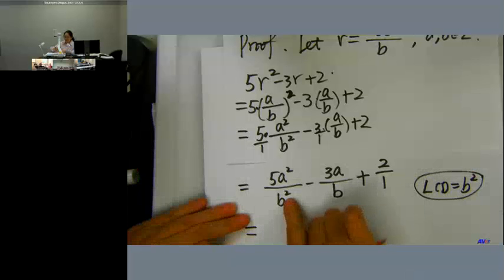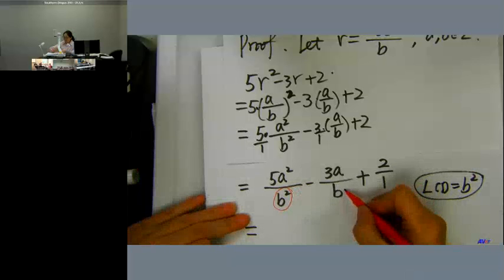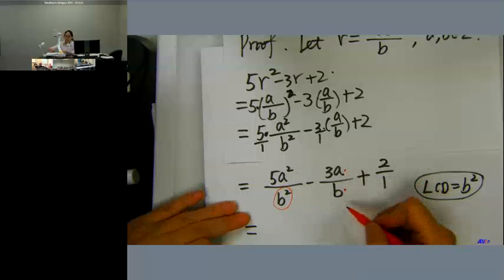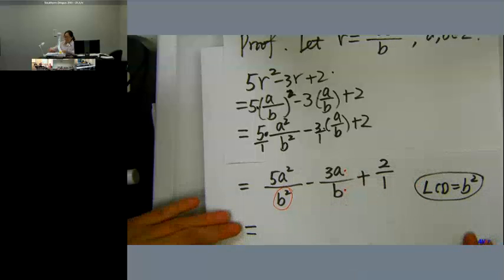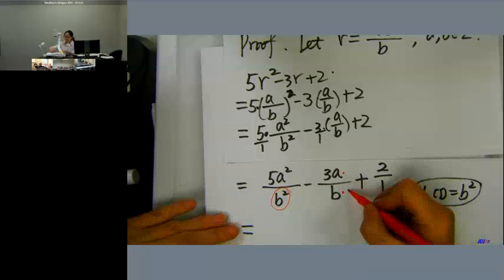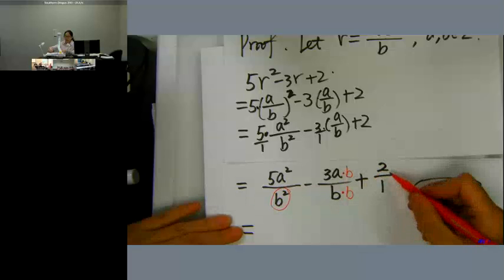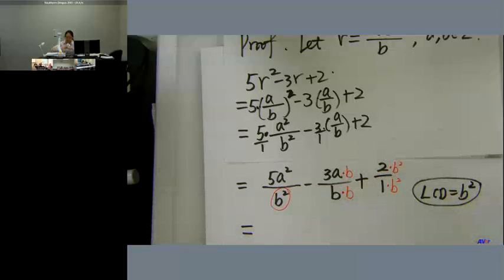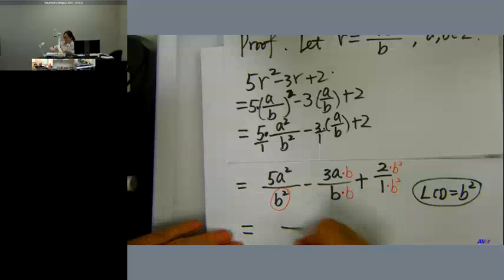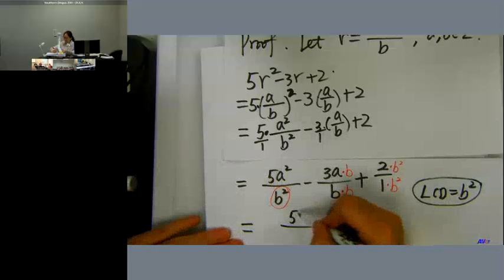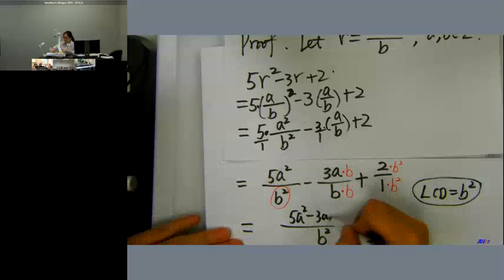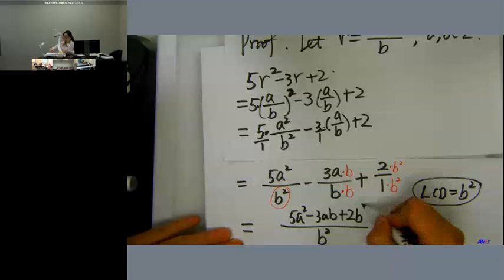The first one is already b squared, so keep it. Second one, we need to multiply both top and bottom by what, in order to get b squared? By b, right? The third one, what do we multiply? B squared. So we get a matching denominator b squared. Now we have the common denominator b squared, and on top we have 5a squared minus 3ab plus 2b squared.